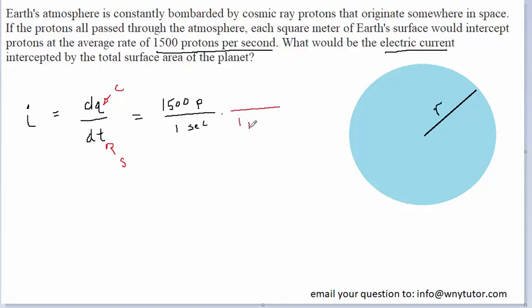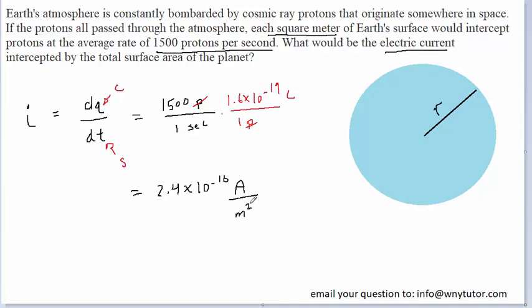We know that 1 proton carries 1.6 times 10 to the negative 19th coulombs of charge. And so the protons in the numerator will cancel with the protons in the denominator, and we end up with a value of 2.4 times 10 to the negative 16th coulombs per second. Now, of course, coulombs per second can be simplified to just an ampere, which is a capital A. But that would represent the electric current, again, for each square meter of Earth's surface. So this would be amps per meter squared.